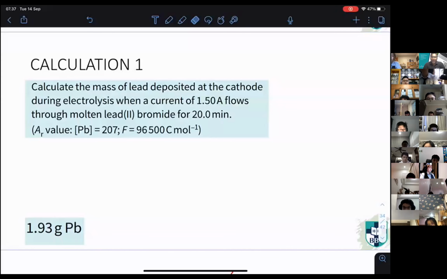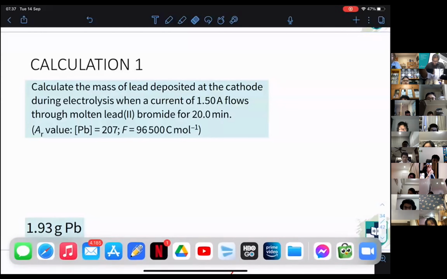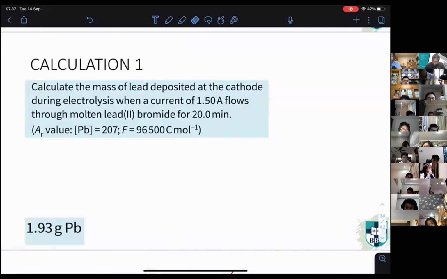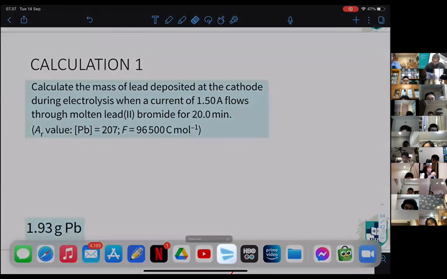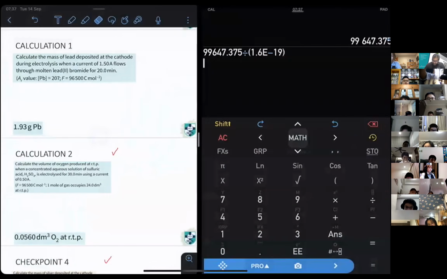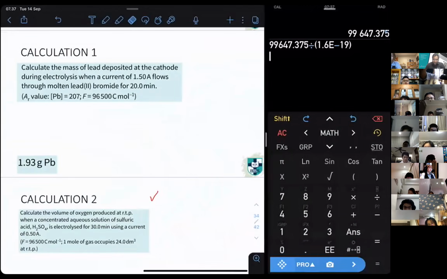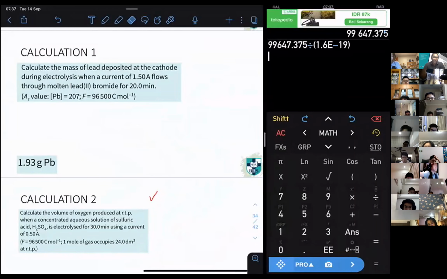So if you look over here, this one I will need a calculator also. You guys can also help me to calculate this. I think I discussed this during the class, but you can see also: calculate the mass of lead deposited at cathode.